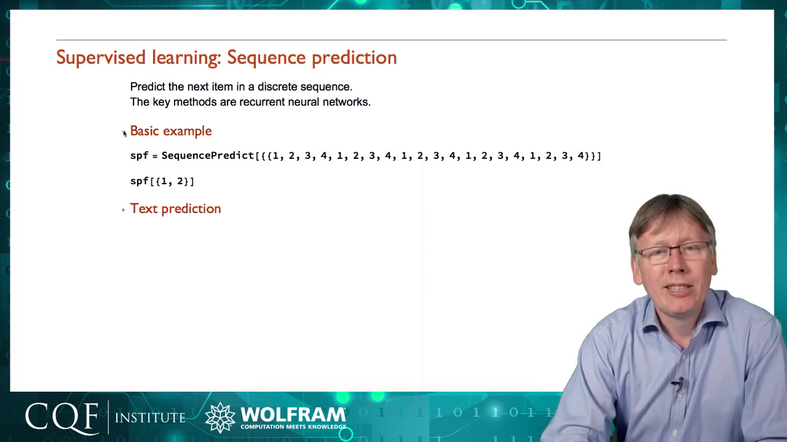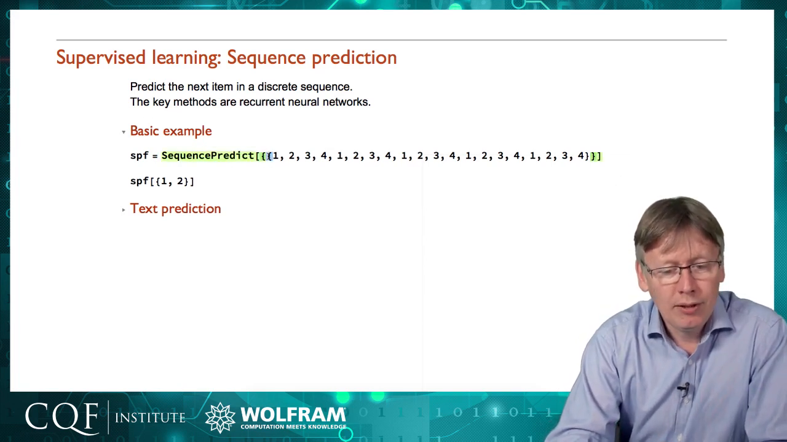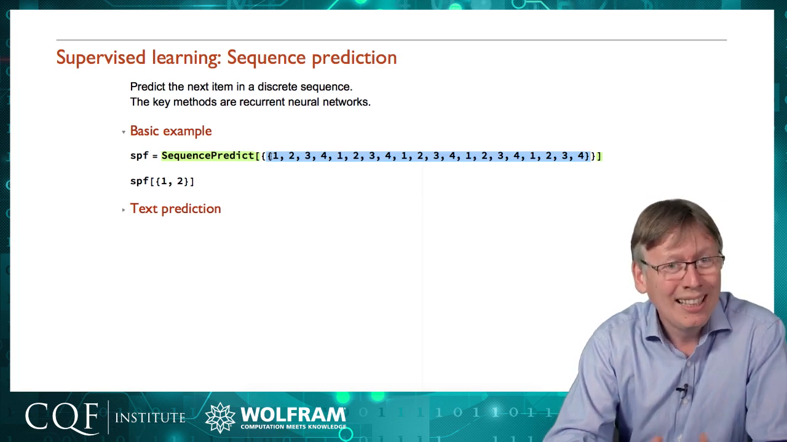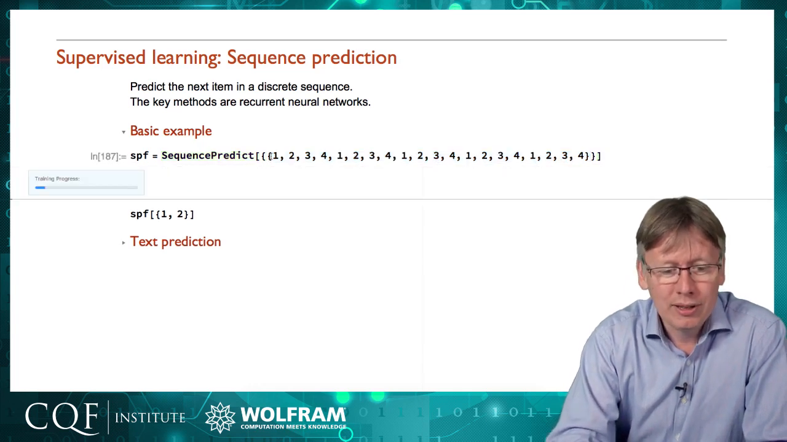So here's the simplest example I can think of. I might have multiple sequences, but in this case I just have one. Here's a list of lists, and each list contains a sequence, and our sequence here is some numbers: 1, 2, 3, 4, 1, 2, 3, 4, 1, 2, 3, 4, 1, 2, 3, 4. I think as humans we can pretty much predict what's going to happen next in this sequence.